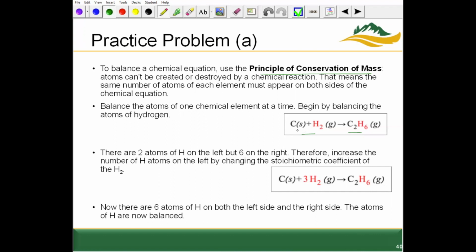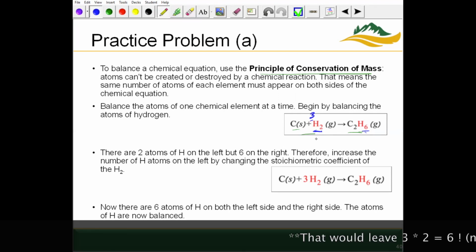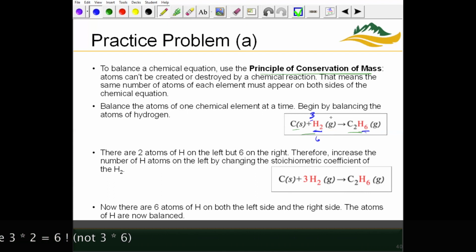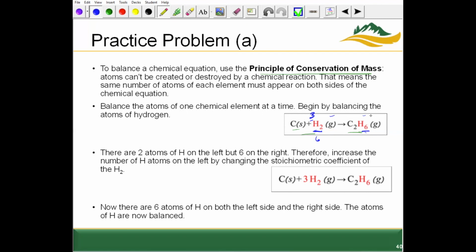For this example problem, carbon only shows up in one reactant and in the product. Same for hydrogen. So technically we could start with either carbon or hydrogen. If we want to start with hydrogen, we have 2 on the reactant side and 6 on the product side. So to make this an equal number of hydrogens, we can change this coefficient to 3. That would leave 3 times 2, 6 hydrogens, and 6 hydrogens. 6 on the reactant side, 6 on the product side.